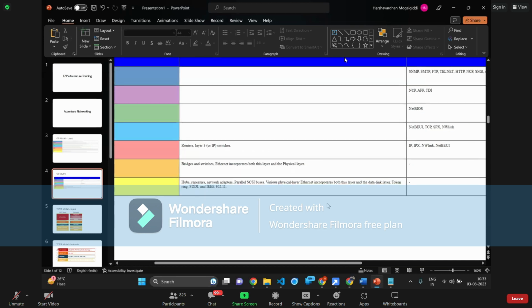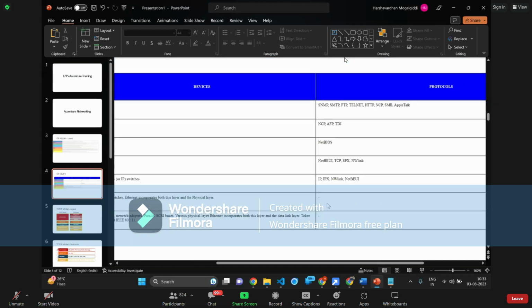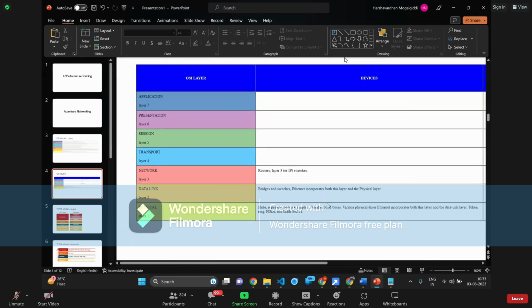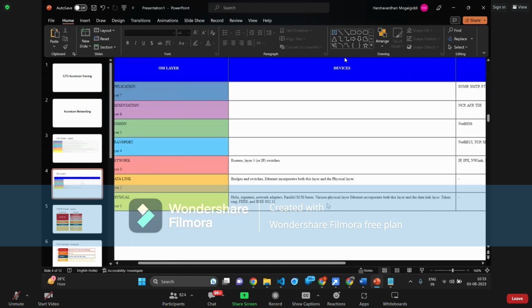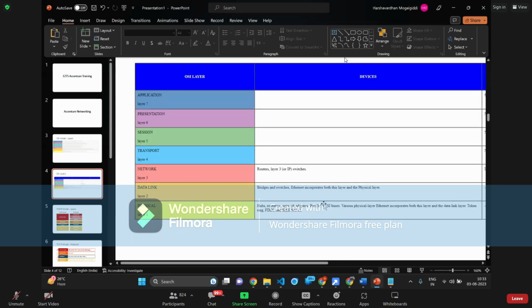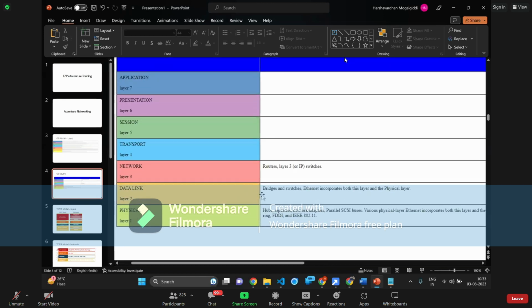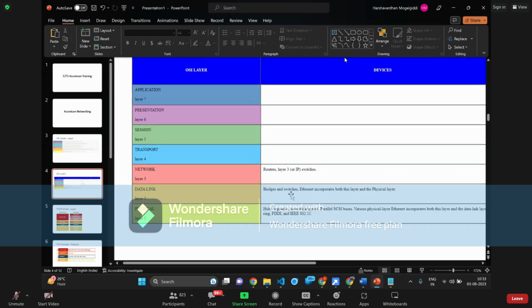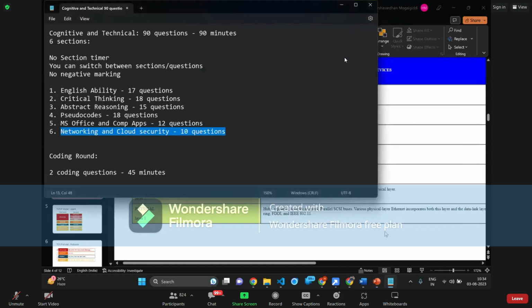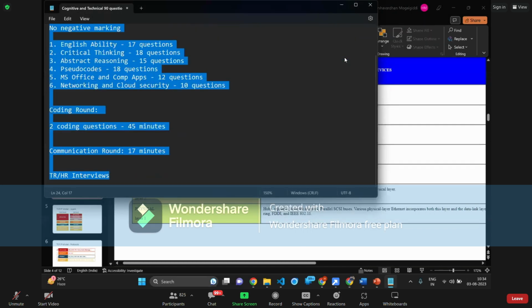Good. Any protocols here? No protocols. Physical is a physical device. What protocol will you use here? You can't use any protocol here. Next, data link layer. Examples of devices are bridges, switches. Ethernet incorporates both this layer and the physical layer. So a general question is, which layer does Ethernet belong to? Once again, I'll just write this. This is over now. I'll remove this.